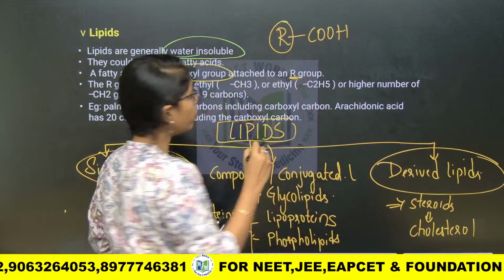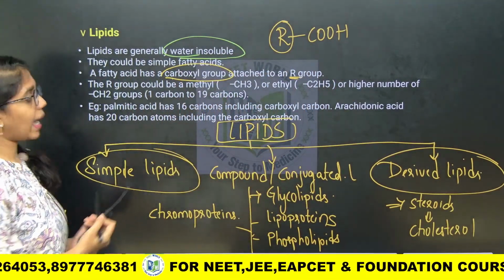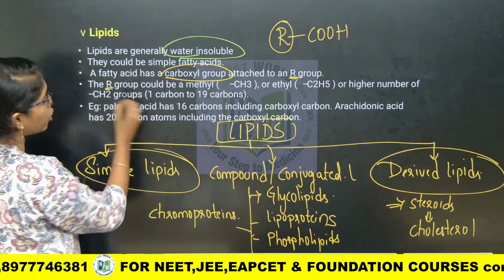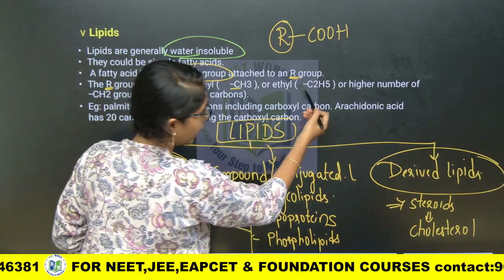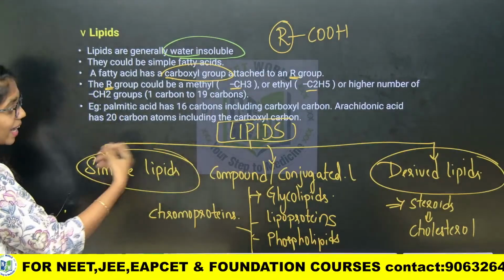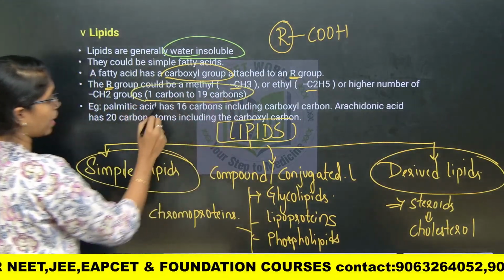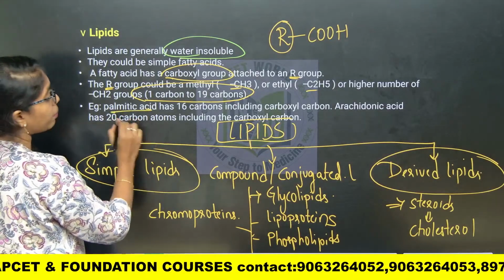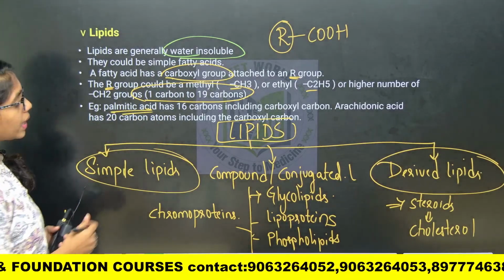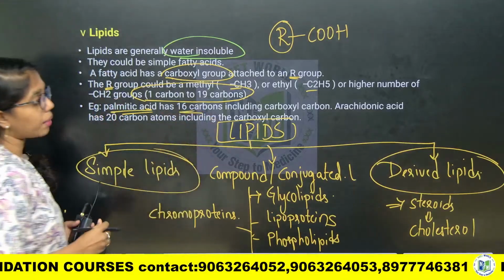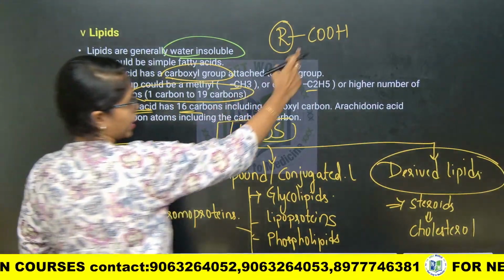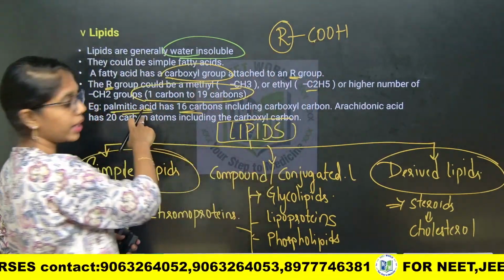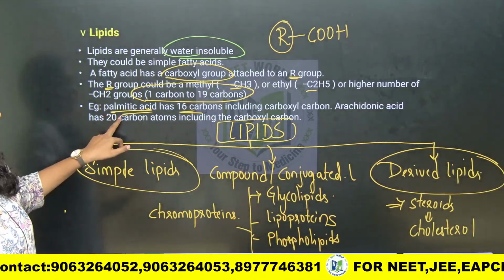This R group can have n number of carbon units. R group can be a methyl group, or it can be an ethyl group, or it can be 1 to 19 carbons. One best example of that long carbon chain is what? Palmitic acid, which has how many carbons? 16 carbons including carboxyl carbon. 16 carbons in the palmitic acid.